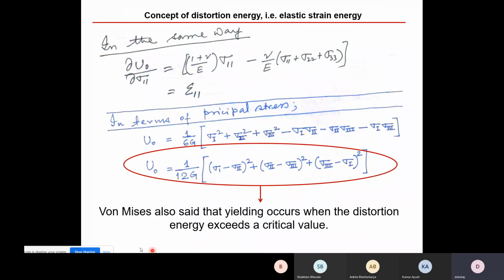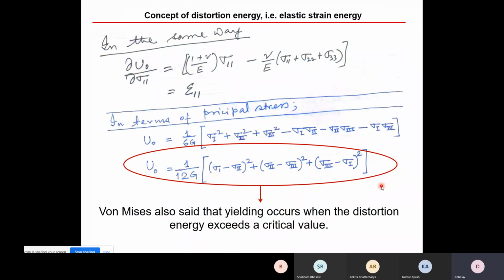So that was another interpretation of von Mises, that yielding occurs when the distortion energy exceeds the critical value. Like he said that yielding will occur when the second invariant of the stress deviator exceeds the critical value. Here he said when distortion energy exceeds the critical value. And how to get that critical value? Equal to K. That critical value you take as C or K, whatever, and you use the most simple condition, which is uniaxial tension, where sigma 1 has to exceed sigma naught for yielding to occur, where sigma 2 and sigma 3 will be 0.